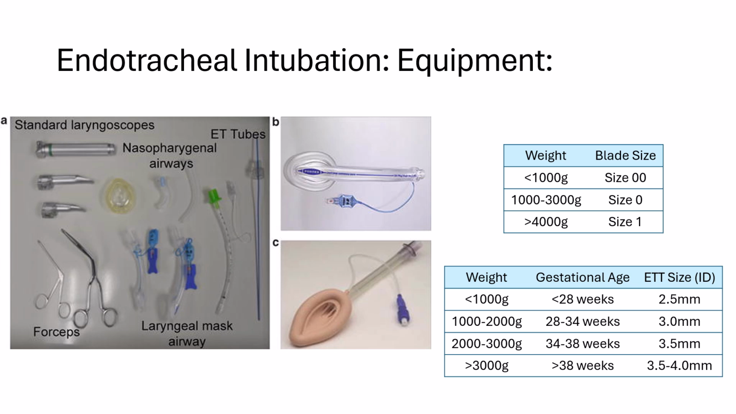There are usually a few questions about equipment selection for intubation. Laryngoscope blade size and endotracheal tube size correlate with infant weight. The exam usually asks a straightforward question about appropriate equipment sizing based on an infant's weight or gestational age, so it is important to memorize this information.